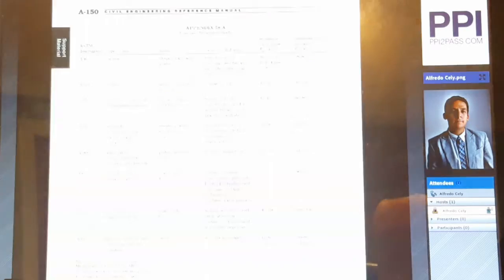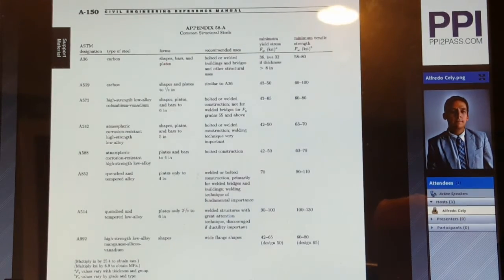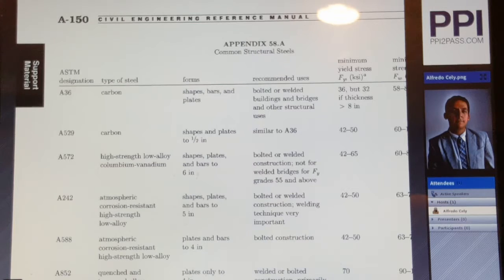Here we have Appendix 58.A of the CERM, which also provides you some information about common structural steels that may be used. The reason I bring this up is because you may be tested with a theoretical question on the use of a steel, or you may be required to look up the minimum yield stress for a specific steel material. Plus, this can also give you some additional information.